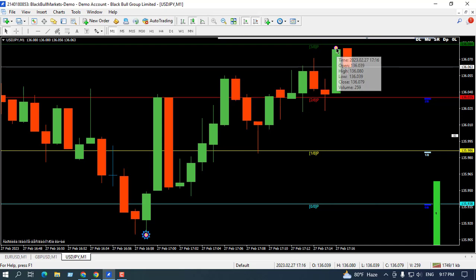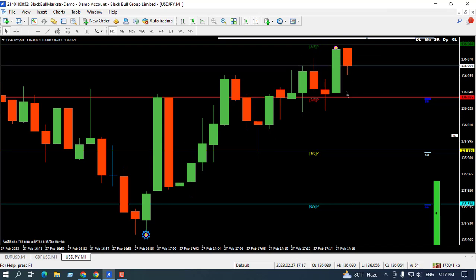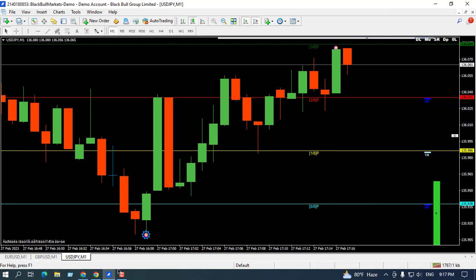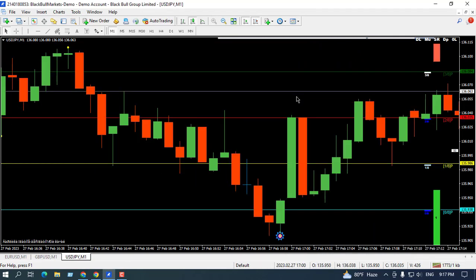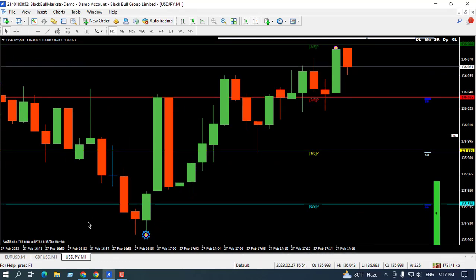Here is the market. Use the GBPJPY down signal, market going down. Very good indicator. Let's see another trade.